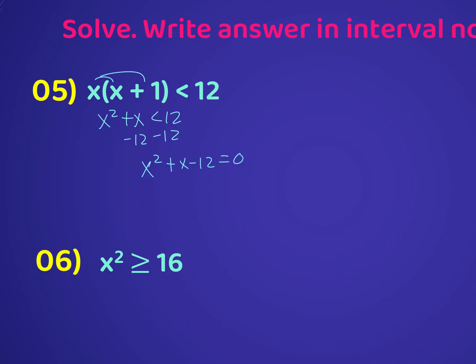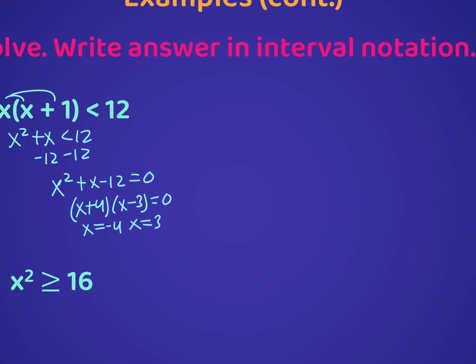But I can just set it equal to 0, and then I can say that this is x plus 4 and x minus 3 equals 0, right? So I get x equals -4, and I get x equals 3. And then I would use these values to plot on a number line. All right, so -4 would go right here, 3 would go right here. Because this is a strict inequality, I would have open circles.